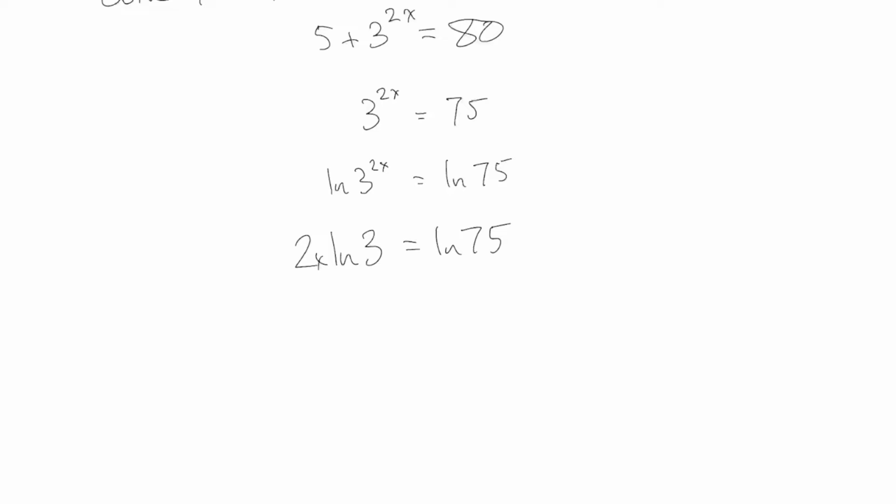We would divide by 2 and also divide by natural log of 3. And we get x by itself on one side. So it says like this. I divide both sides by 2 and also by natural log of 3. And we get just x by itself. All right.